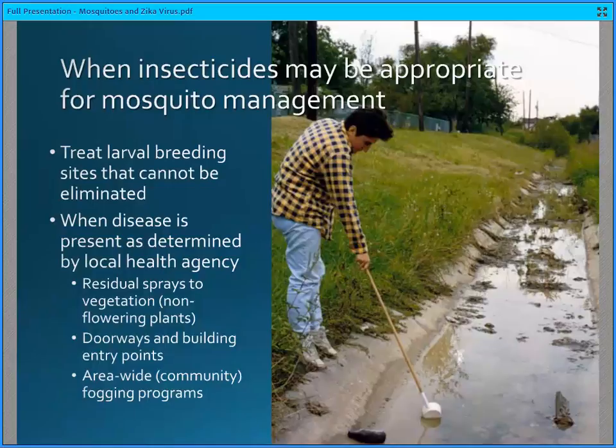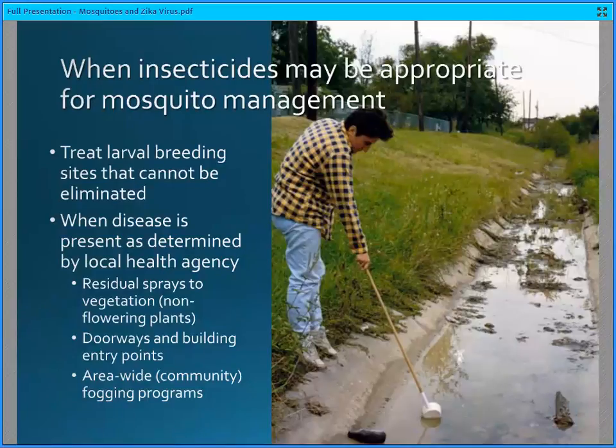So let's get to the question about insecticides and when insecticides might be appropriate for managing mosquitoes. We use insecticides for larval breeding sites that can't necessarily be eliminated. There's nothing really we can do about the water in this ditch here, but we can treat it. And as far as adult mosquito control goes, we can apply mosquito adulticides when disease is determined to be present.